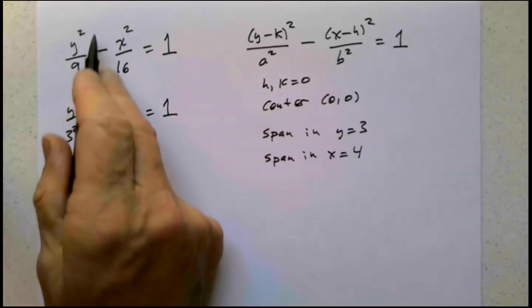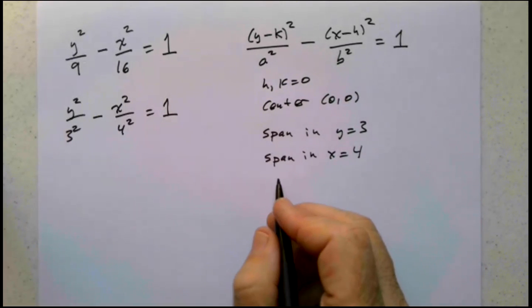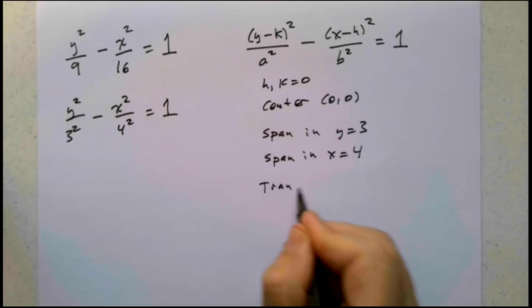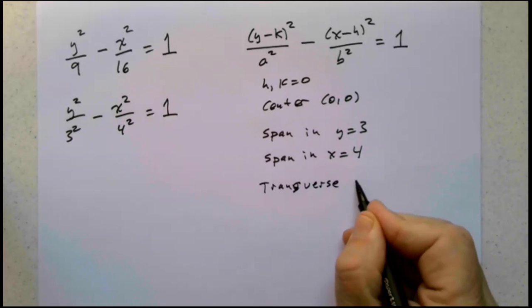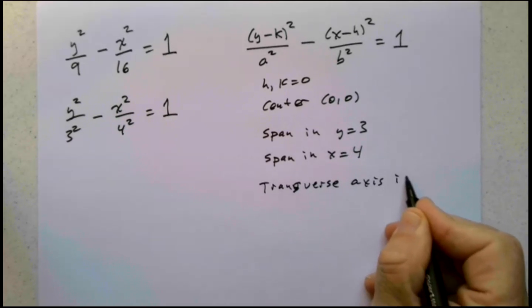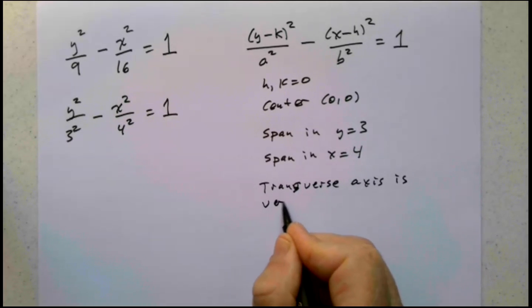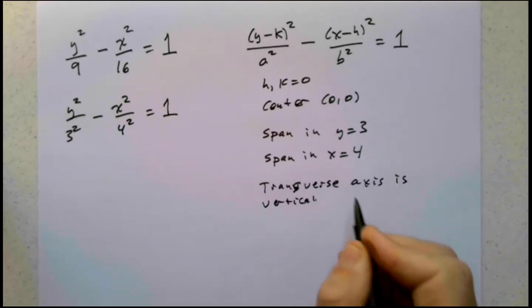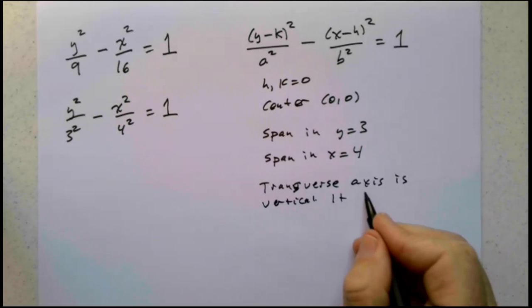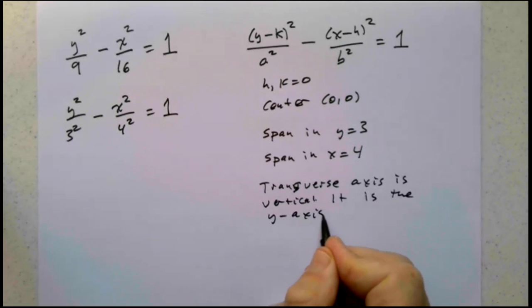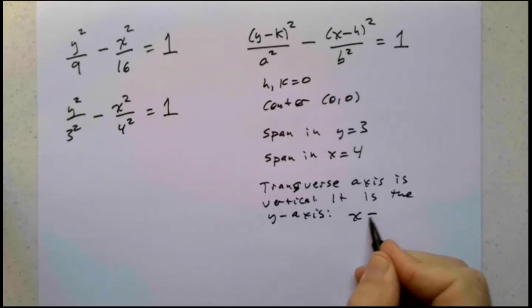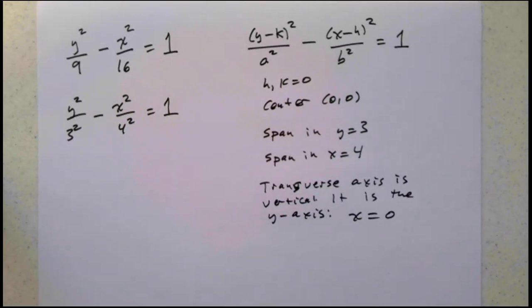Now our transverse axis, y comes first. y comes first, so the transverse axis is vertical. It is the y-axis in this case. And what is the equation of the y-axis? The equation of the y-axis is x equals 0.